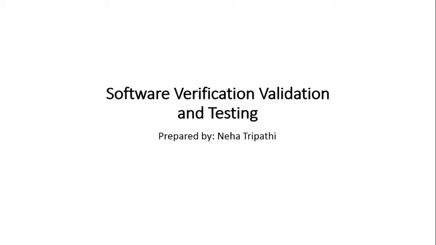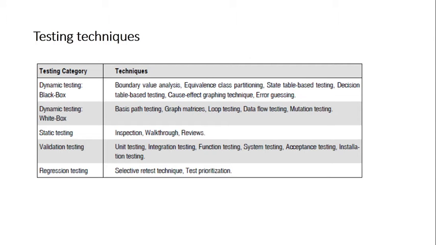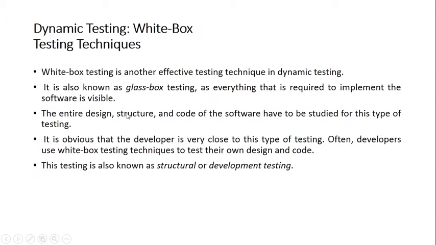Now again, we'll be discussing the testing techniques in this lecture, but we'll start with the second category, that is white box testing techniques, right? So in the white box testing technique, we have seen that we have a number of methods like basic path testing, graph matrices, loop testing, data flow testing and mutation testing. So today we are going to discuss basic path testing.